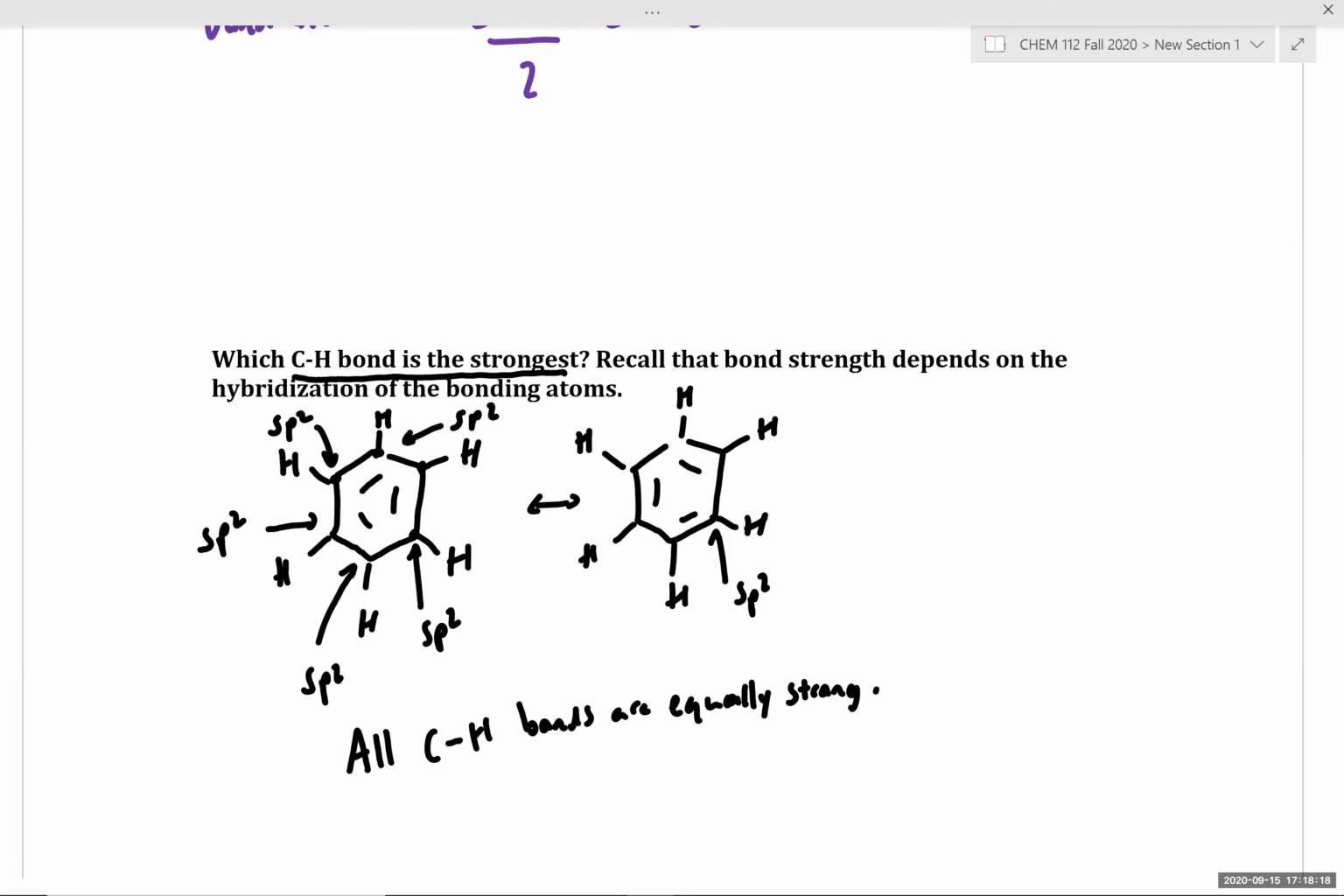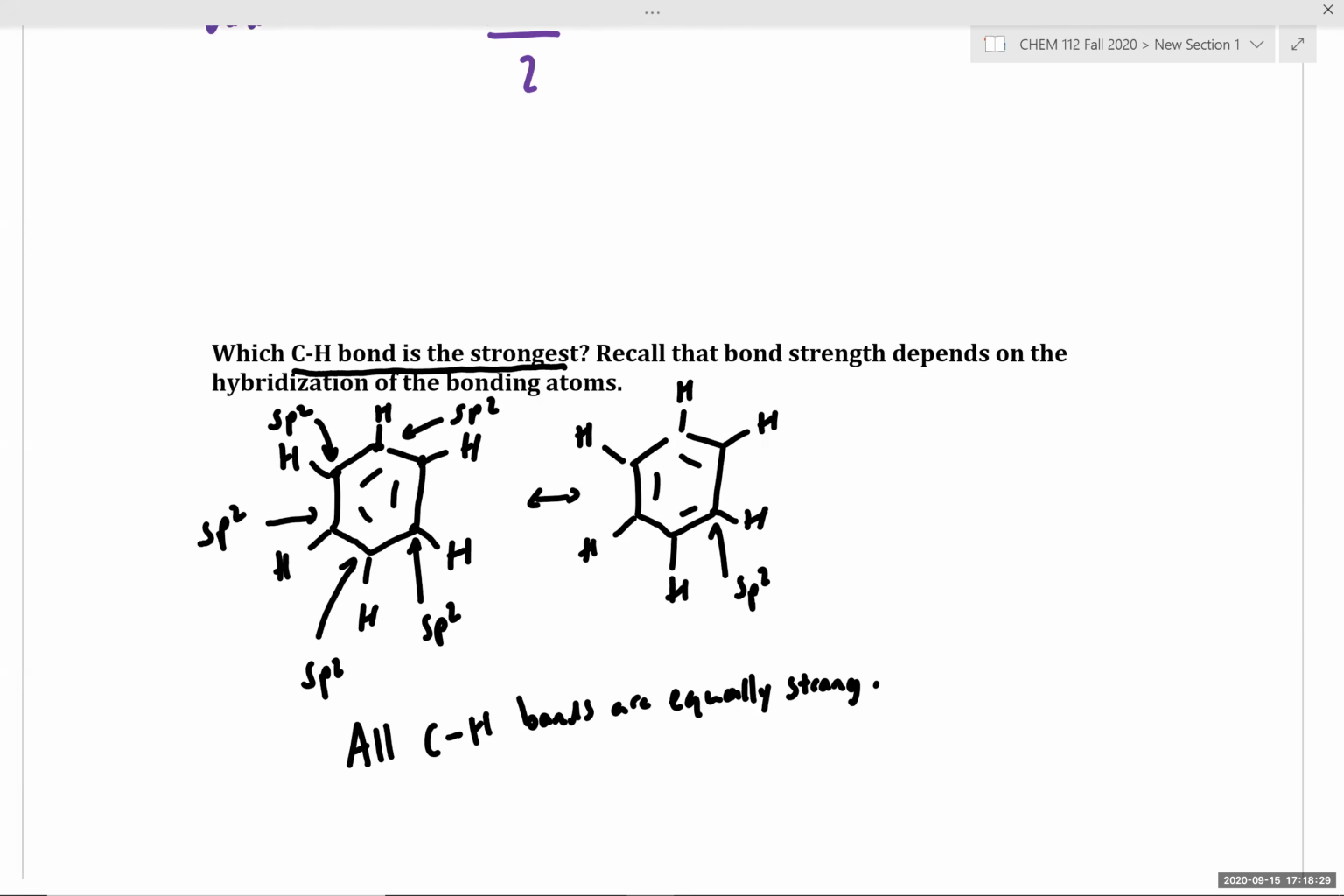Any questions on these examples? Any questions that I can address? If not, let's keep going.